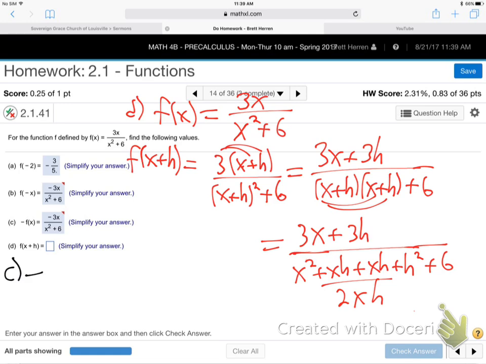They want me to take negative f of x, and you know what that means. That means a negative in the front, not plugged in, but in the front. How do you do that? Because the function, the f of x is 3x over x squared plus 6, right? Am I racing ahead? Are we all good with this? Yeah. We good? Questions? Okay.